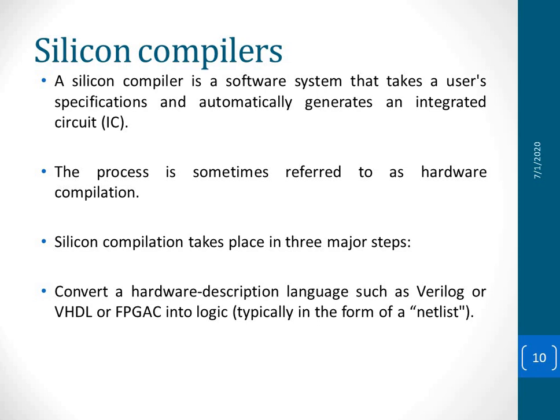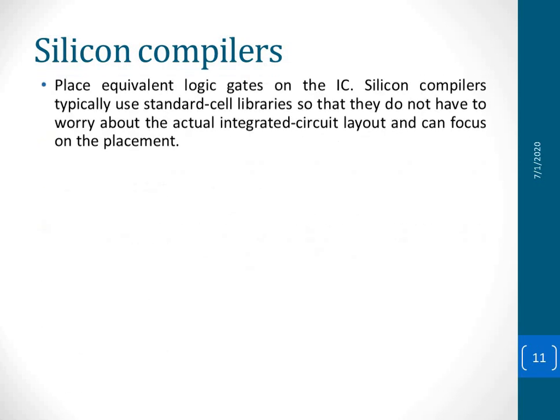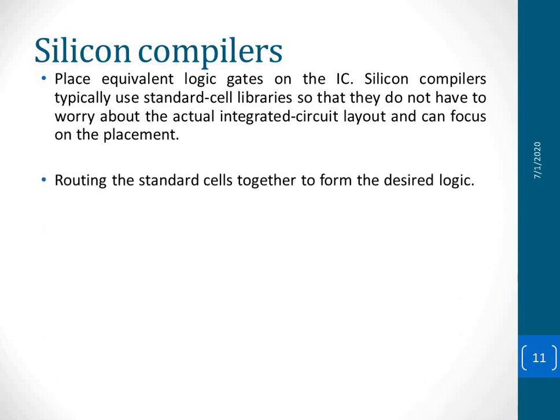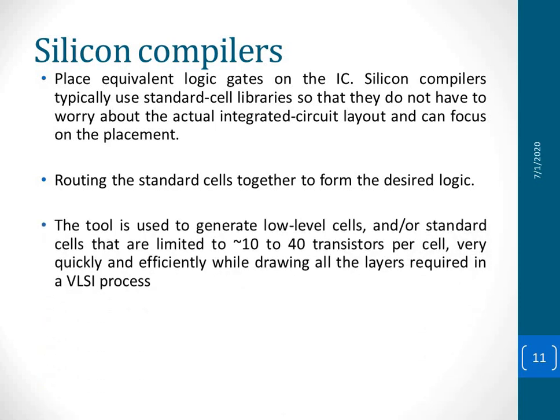First is to convert a hardware description language like Verilog or VHDL or FPGAC into logic, that is typically in the form of a netlist, and then place equivalent logic gates on the IC. Silicon compilers typically use standard cell libraries so that they do not have to worry about the actual IC layout and can focus on the placement. Routing the standard cells together to form the desired logic.